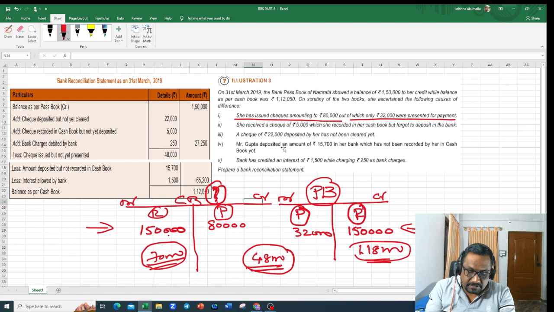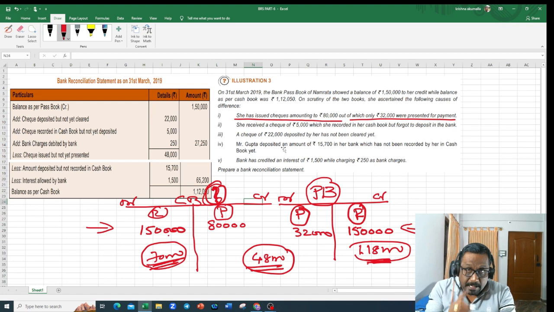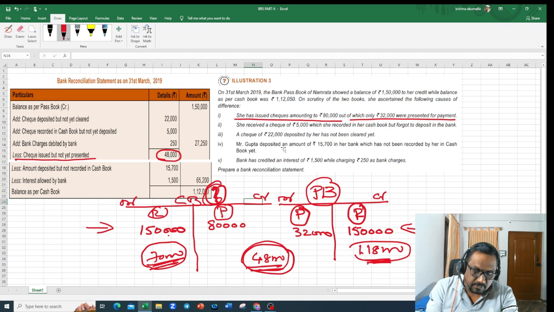Now, the question mark balance we need to check, right? Is the question mark balance reduced or increased? This is 1,80,000. This is 70,000. The question mark balance is reduced when compared to passbook, right? Again I'm repeating, the question mark balance is reduced. So this 48,000 I need to reduce. Checks issued but not presented, 48,000.